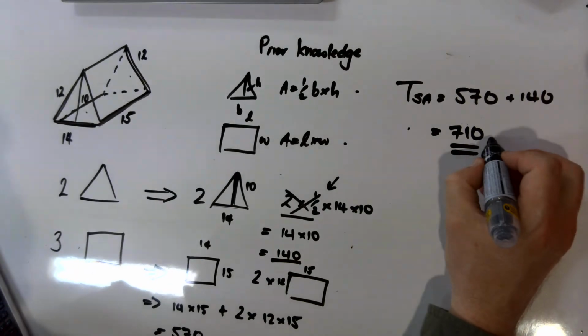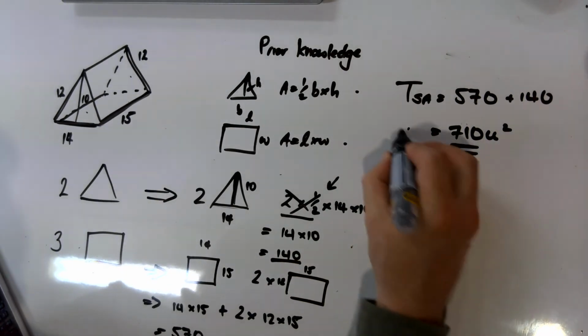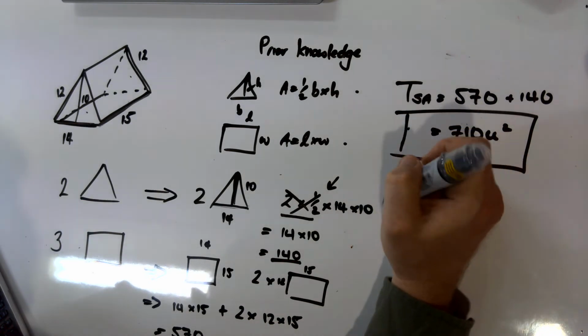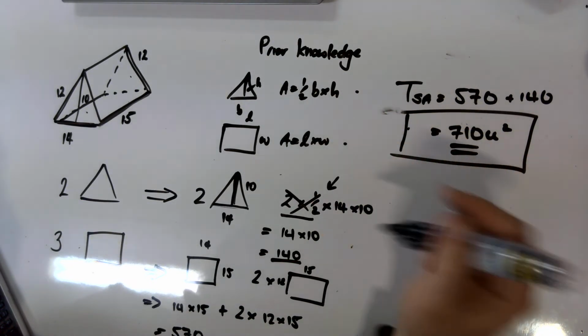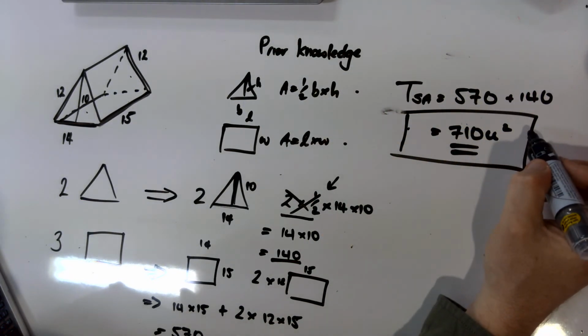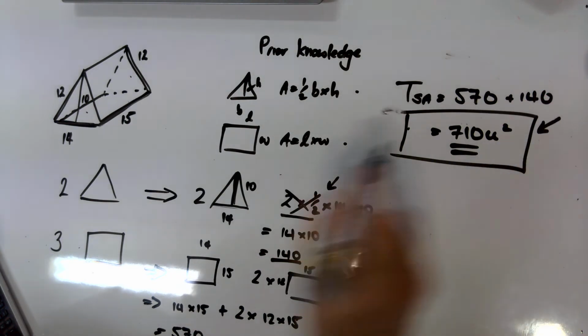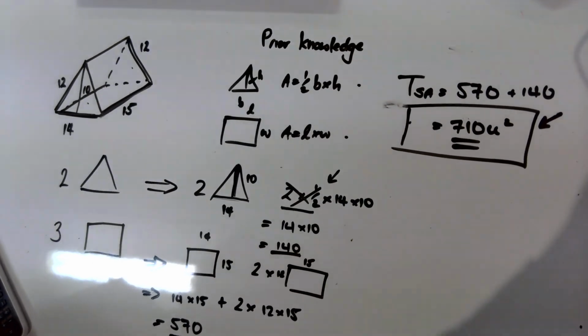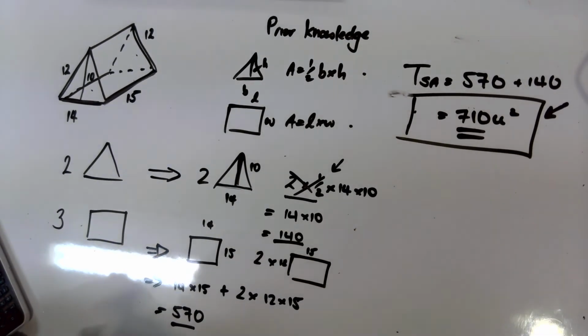Once again, do we have any units? No. So we just put units squared, and I'm going to box that answer so that when I come back to look at this, especially if I'm studying for an exam, then I can clearly see my answer. And you'll notice that I should have underlined the 570 as well, although I need to move my camera down a little bit as I'm a little bit shy of it.